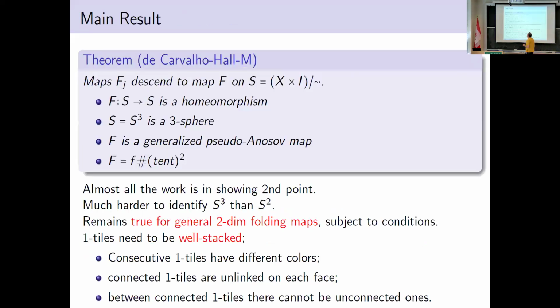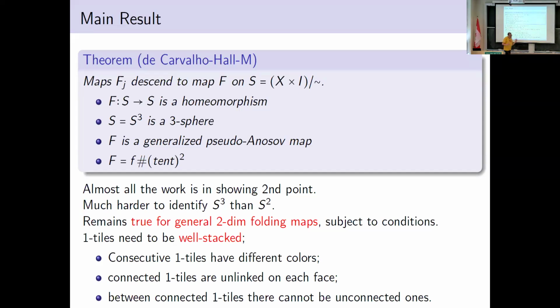Okay, so here is the main theorem, which is that these maps actually descend to this quotient. And then this map on this quotient is in fact a homeomorphism, and this quotient is in fact a 3-sphere. Okay, so you have these quite complicated identifications, and you have to spend quite some time, but at the end of the day, it's just a 3-sphere, okay?